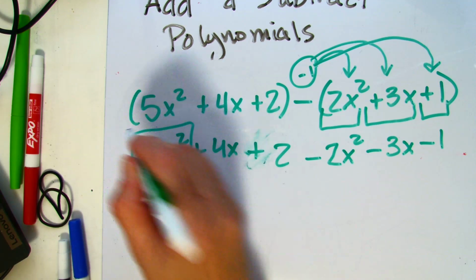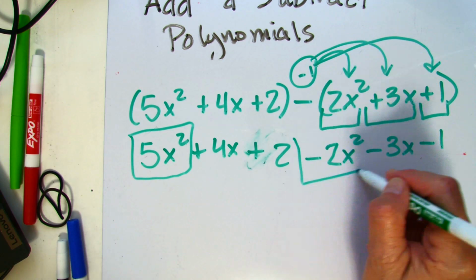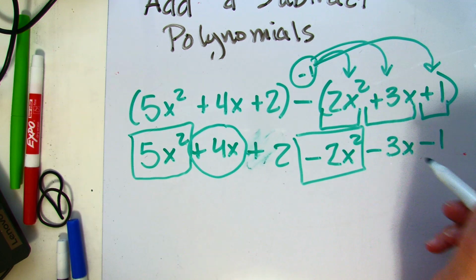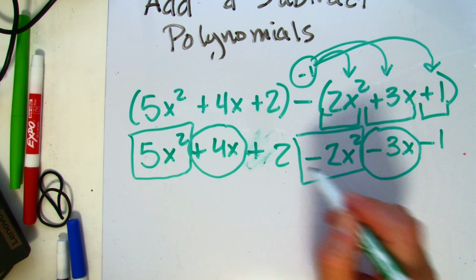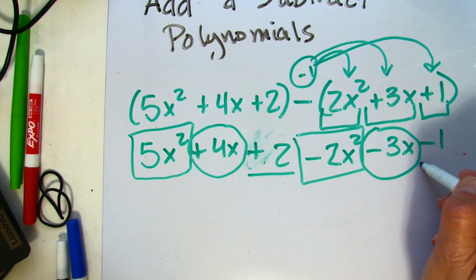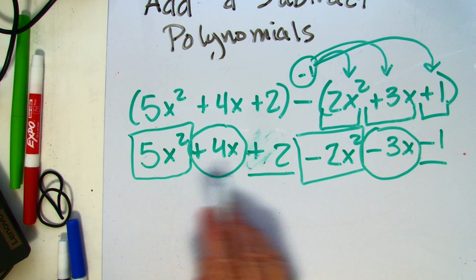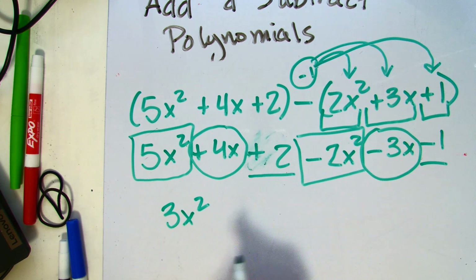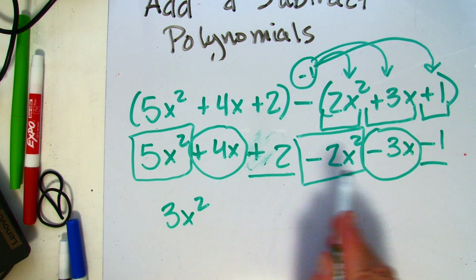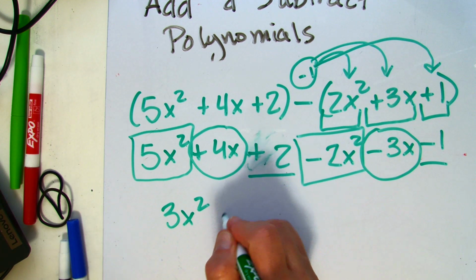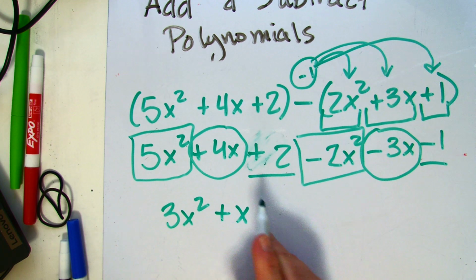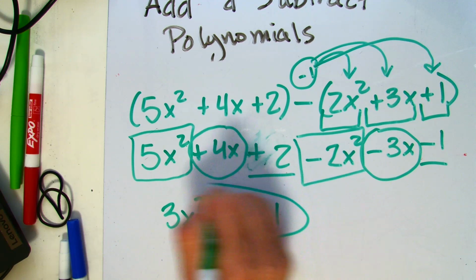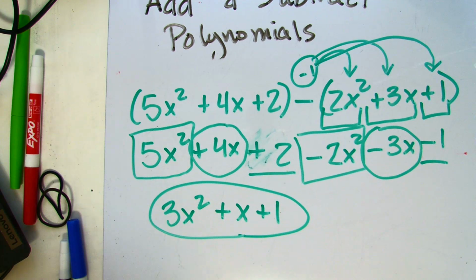I've got 5x squared and a negative 2x squared. I have a positive 4x and a negative 3x. I have a positive 2 and a negative 1. So 5 minus 2 is 3x squared. 4 minus 3 is 1x, or just x. And positive 2 minus 1 is plus 1. And that will be my answer.